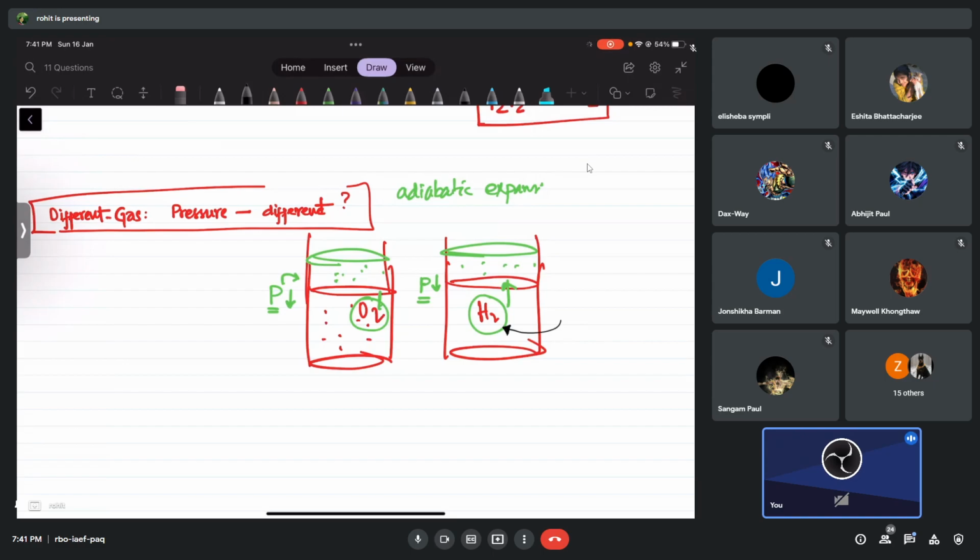Because it has less mass, no? I think that is why pressure in hydrogen will decrease much faster. Okay, but that's a different case, don't worry about that. But my point is this. Just think and tell me.